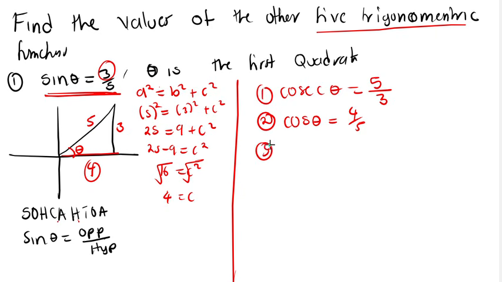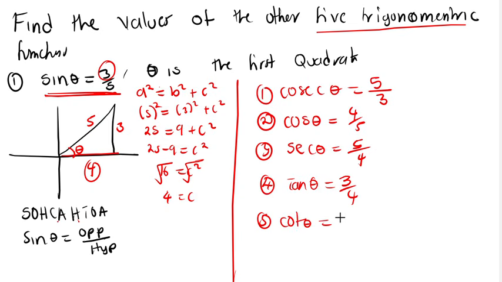And what is the reciprocal of cos? It is sec. So meaning it will be 5 over 4. Right? Then you go to tan. When it comes to tan, it is opposite over adjacent. So it is 3 over 4. Then you do the rest, which is cot theta. So that is 4 over 3.